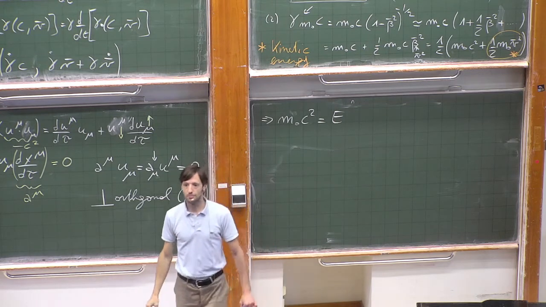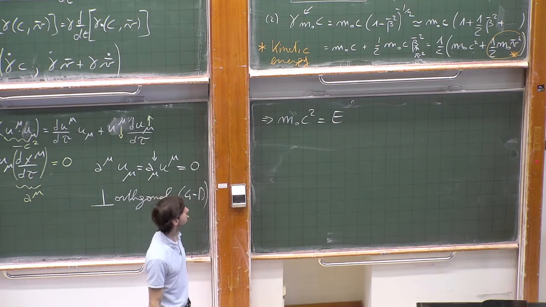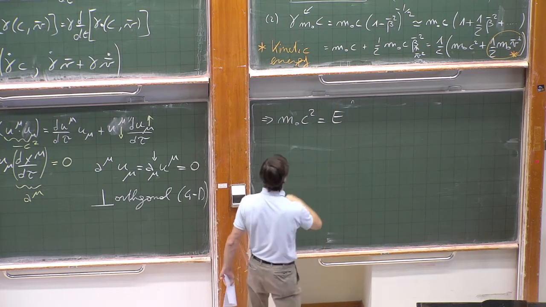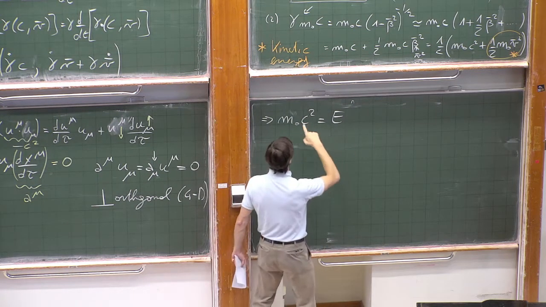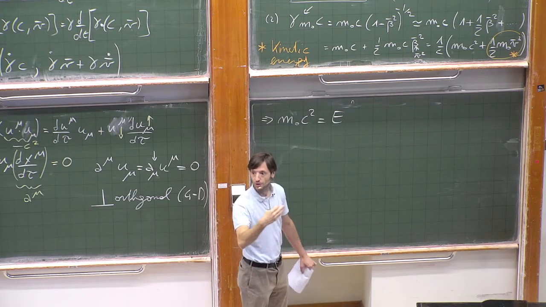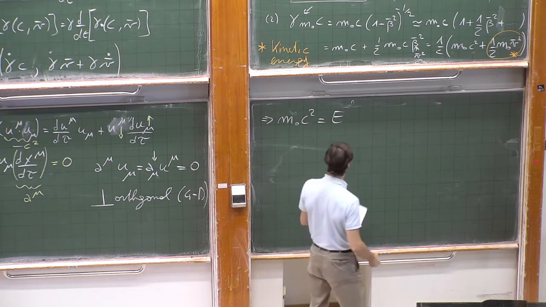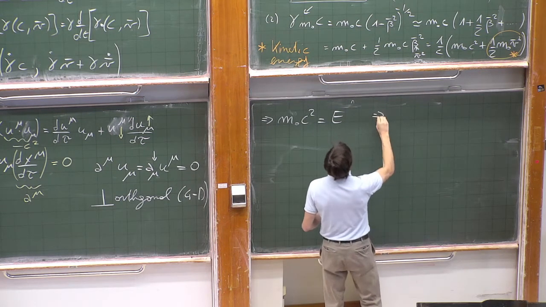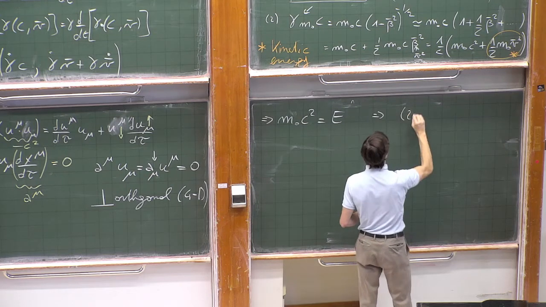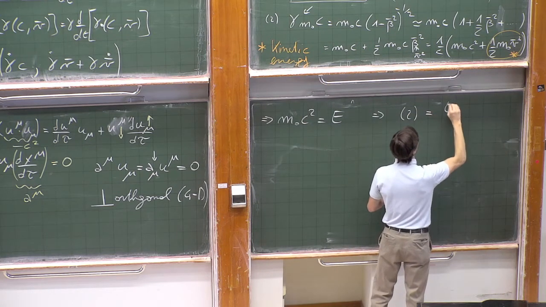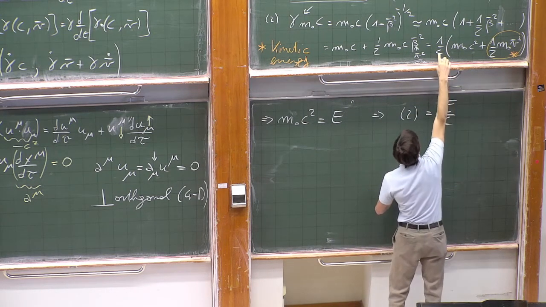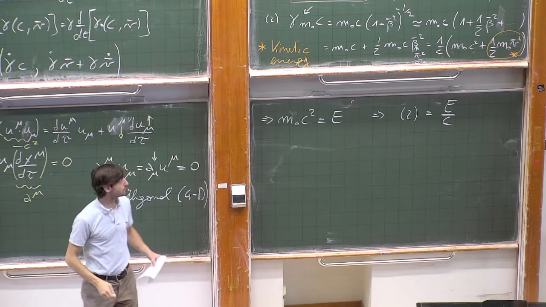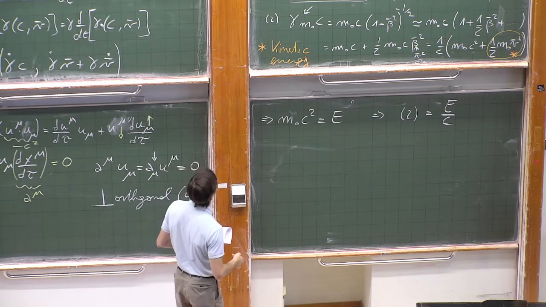That's the energy of our particle at rest. That's the energy of our particle. And now you see where this mc squared comes from. This famous mc squared. Therefore, the component 2 is actually equal to E over c.